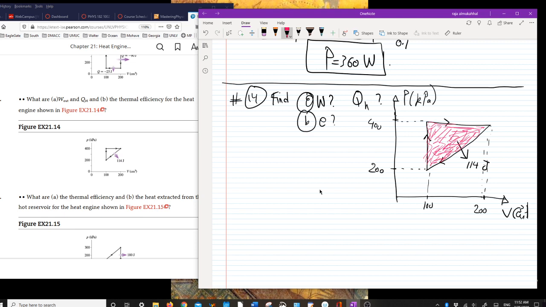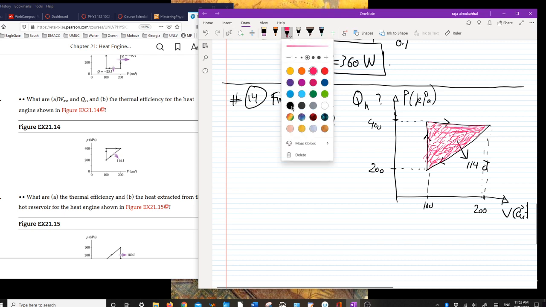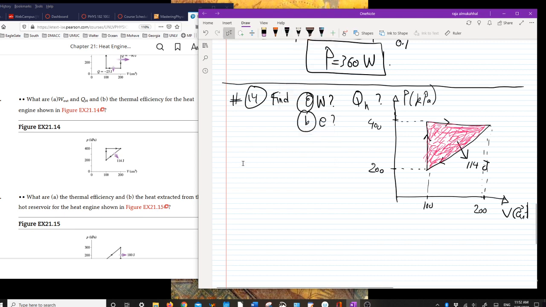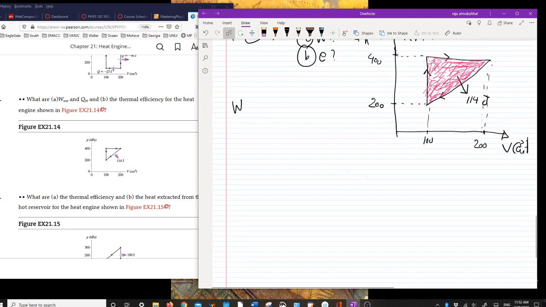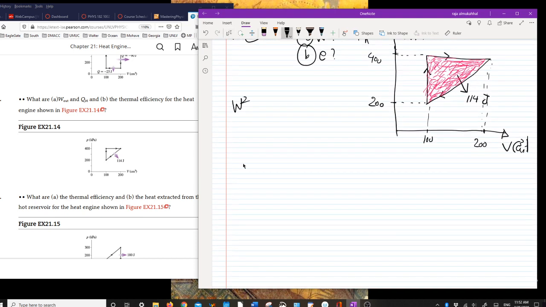We couldn't get it in the previous problem because it's an isotherm, so it's kind of complicated. But this one is basically just a triangle, half the base times the height, and you should be able to do it, right? So the work is nothing but the area of the cycle. Let me write it down here. So the work is equal to half the base times the height.